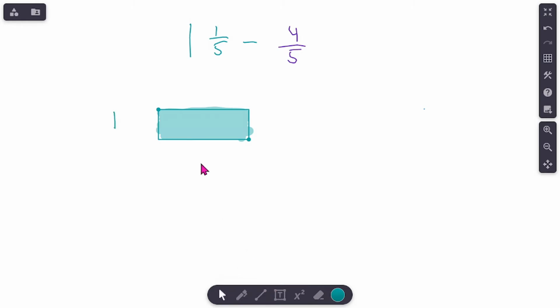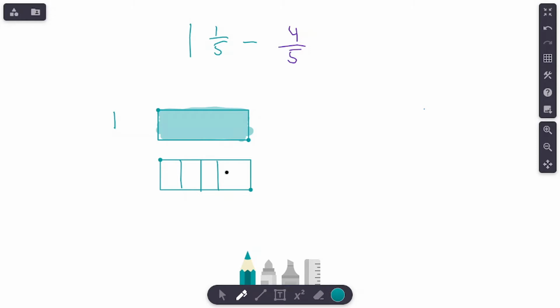And then we need our fraction 1/5. So we'll put this right underneath here. Our fraction is 1/5, so we're going to need 5 equal size sections. Let's see. 1, 2, 3, 4, 5. It ain't perfect, but it's pretty good. There we go. And that is our 1/5. All right. Now we are going to subtract. We are going to take away 4/5.